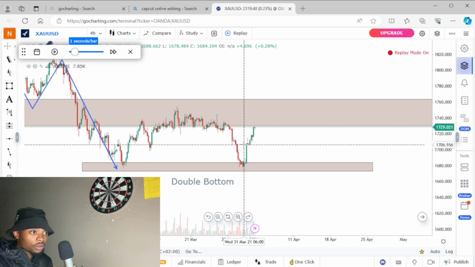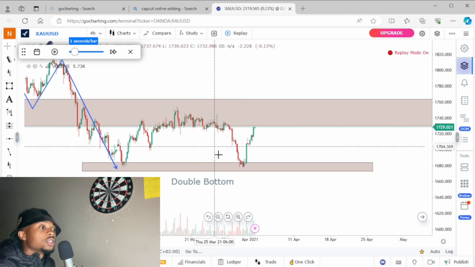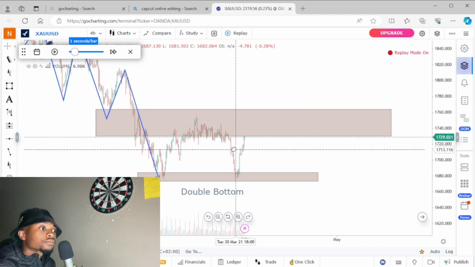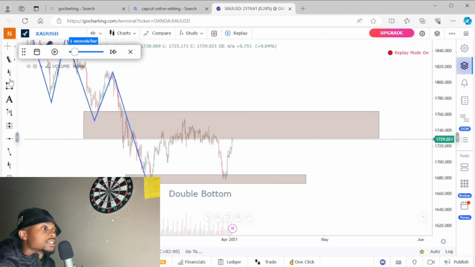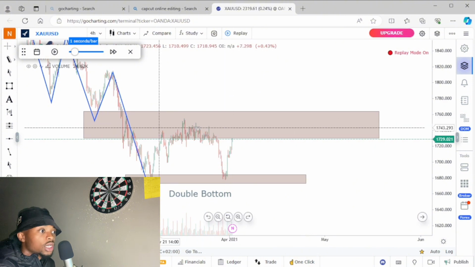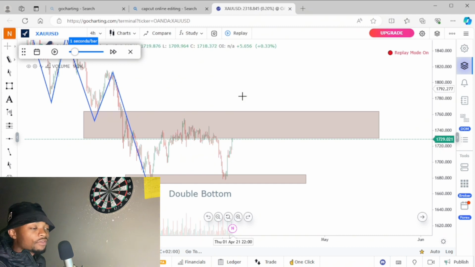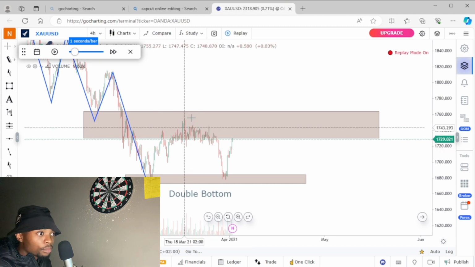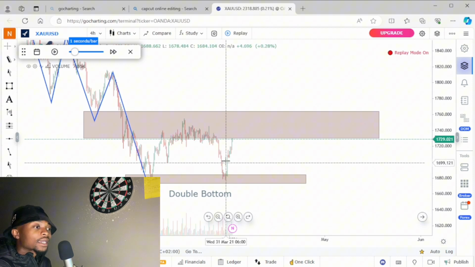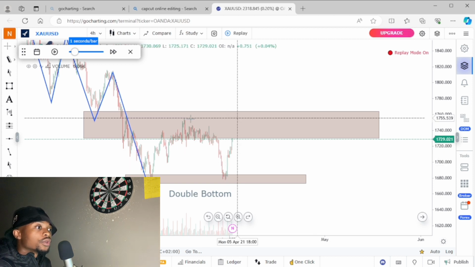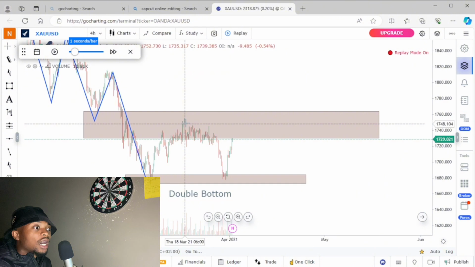What does that second confirmation look like? Basically we would have to have price break above this structure. This is what we call our resistance, because this is where price resists going to the upside. Every time it gets to this area right here, price just falls back down, right? So this is why we call this area our resistance.